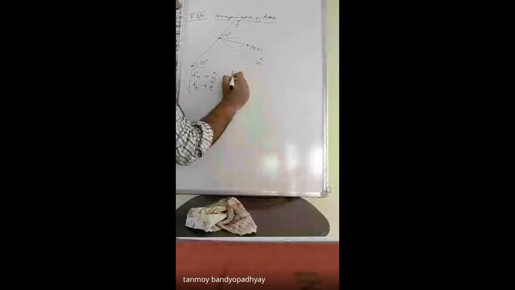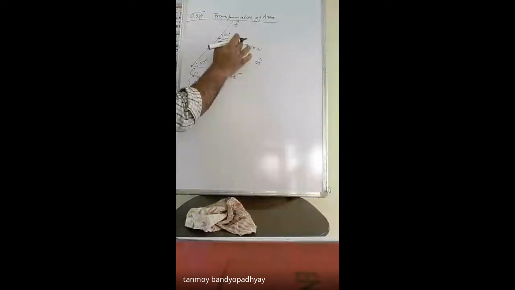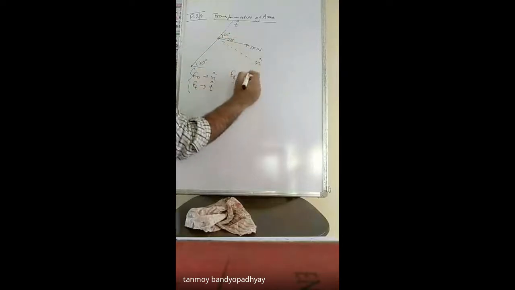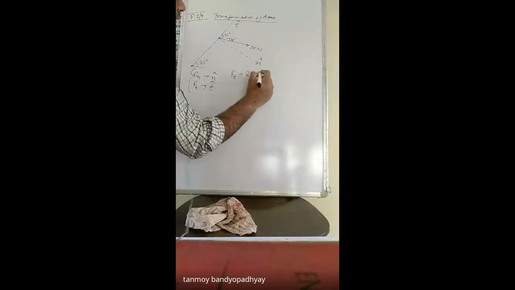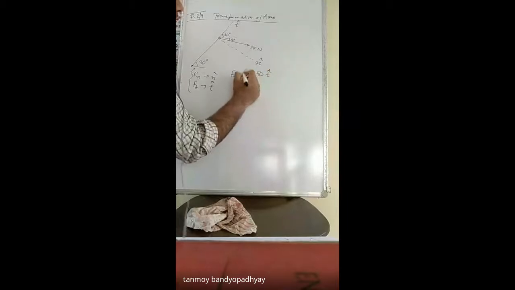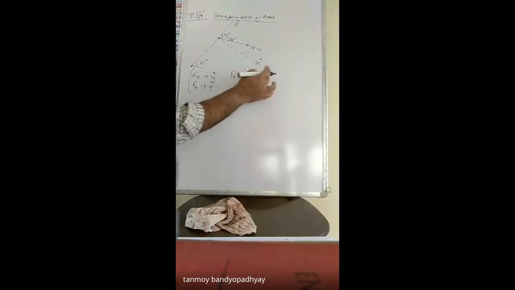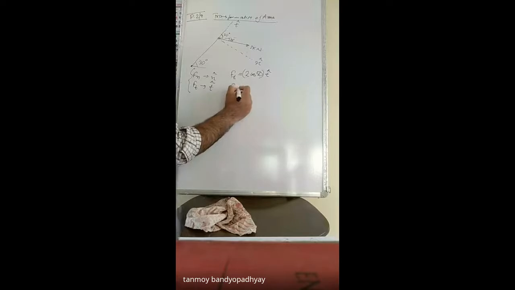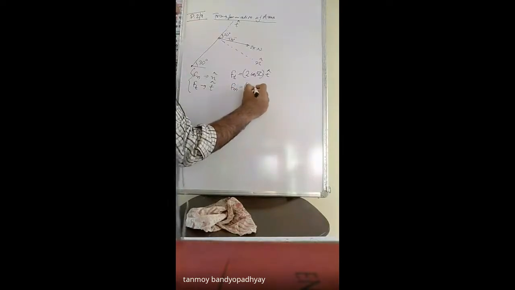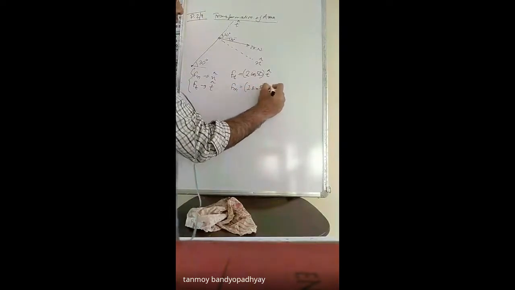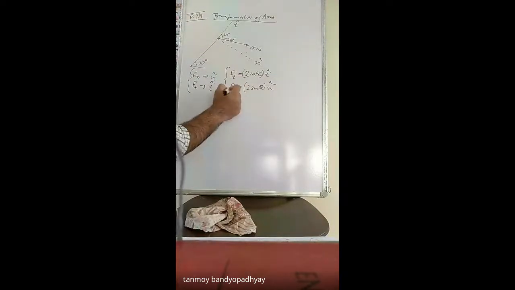If we need to find out Ft, what will be Ft? This angle was 30 degree and this angle was 20 degree. So Ft will be equal to 2 cos 50 degree t cap. This is the force value and this is the direction. Similarly Fn will be equal to 2 sine of 50 degree into n cap. These are the components of the force in the t and the n cap directions.